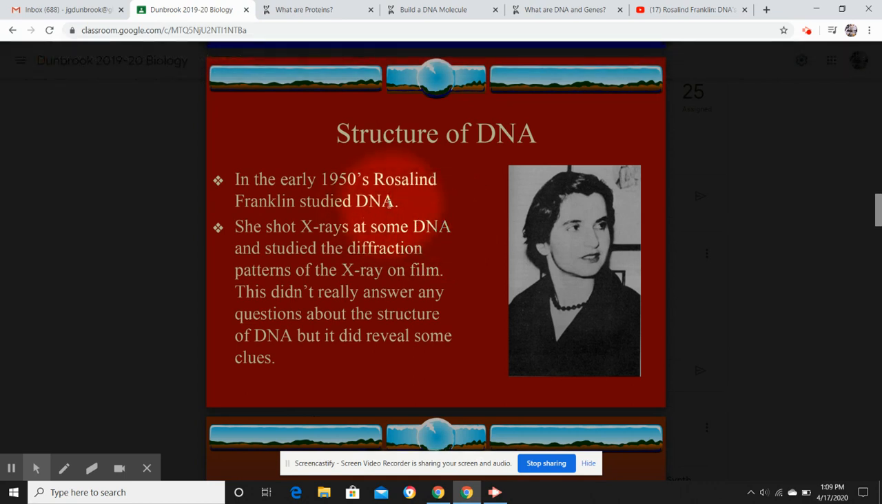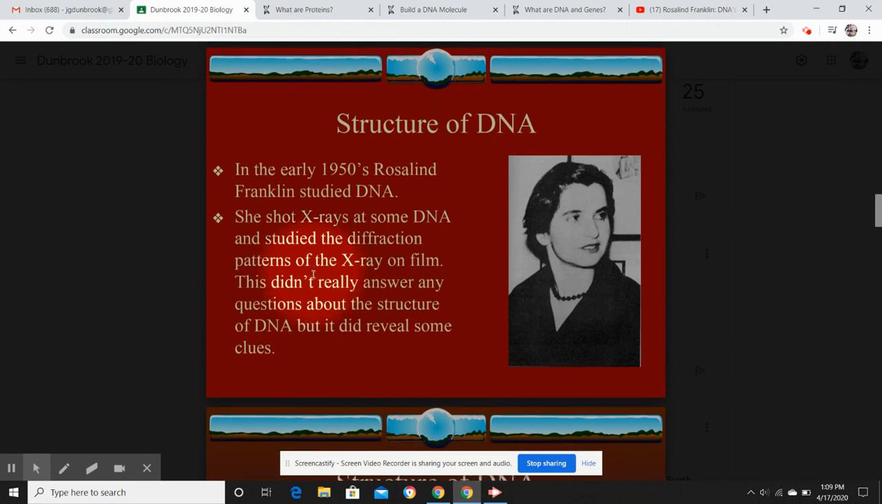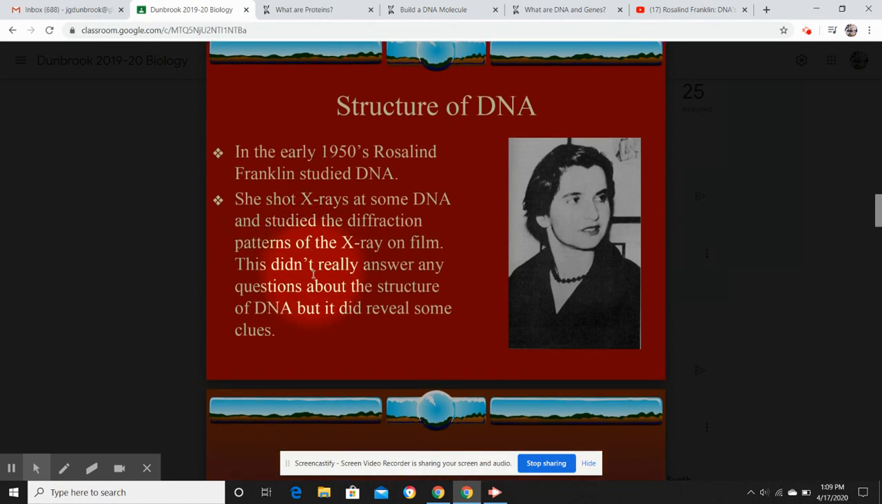So early 1950s, Rosalind Franklin was studying DNA, and what she did was she took x-rays and she bounced them off of DNA. She shot them at DNA, and she kind of saw what the pattern was of the X-ray, what we call diffraction. So it's almost like an echo or a bouncing off of X-rays. This didn't really answer the question about what DNA was made of or the exact structure, but it did give us a clue as to the shape of DNA.